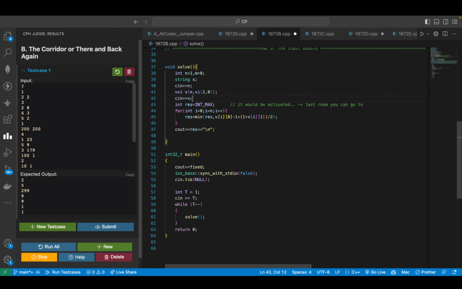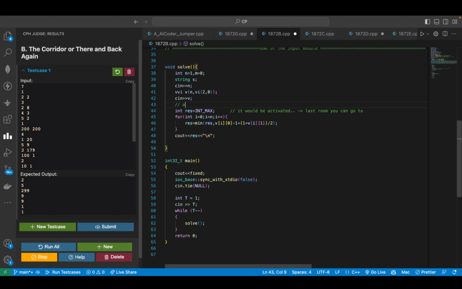So basically they are giving me two things. The pairs they are giving me would have the location and the time taken for activation, right? Now the location is given in the very first value, or you can say the first field of the pair, and the time taken for activation is given in the second field of the pair. So my result would be the minimum of the current location where it is at.